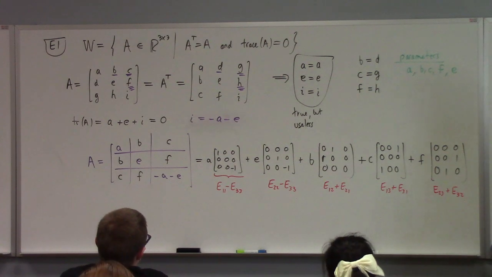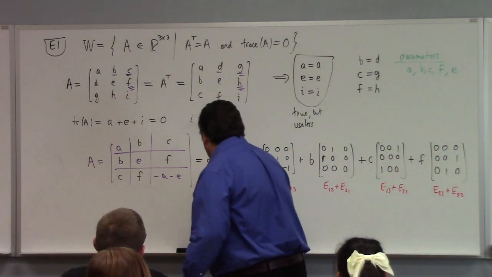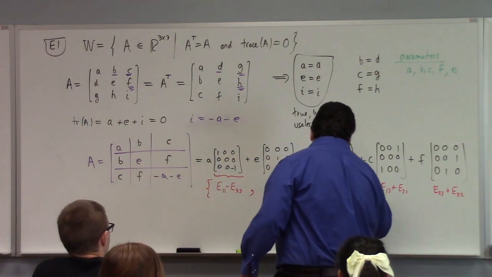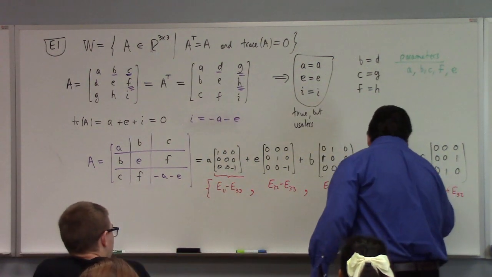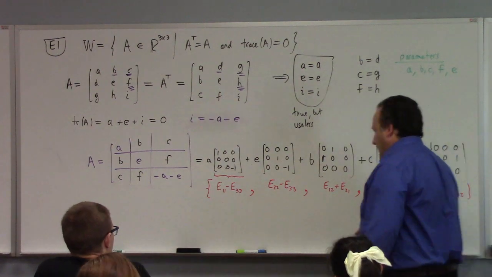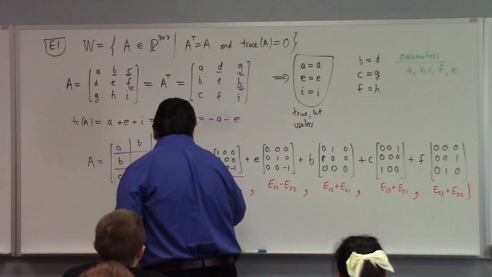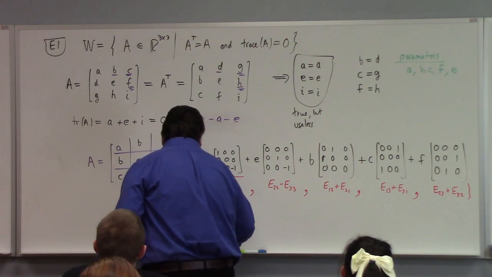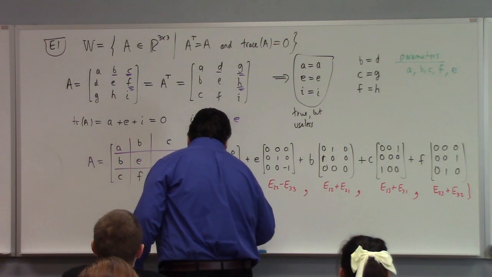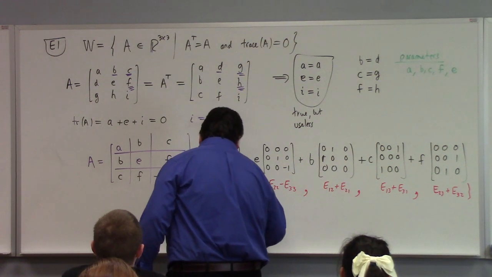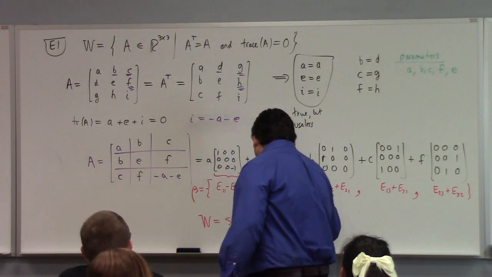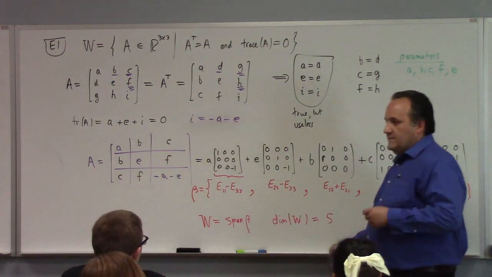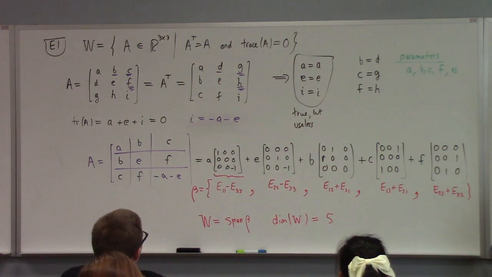And if you like, I can put a curly bracket here and add some commas. And call this beta. And the point is that W is equal to the span of beta. The dimension of W is 5. This is a 5-dimensional vector space.